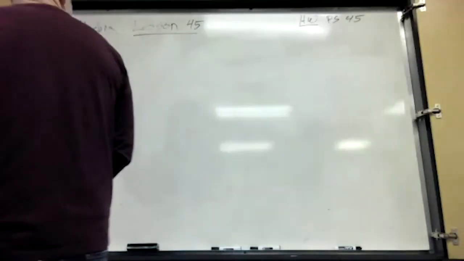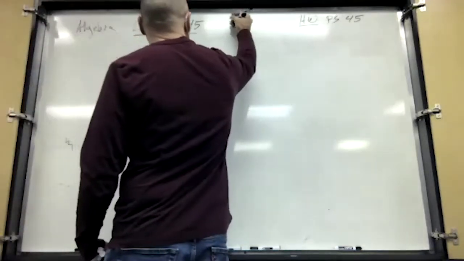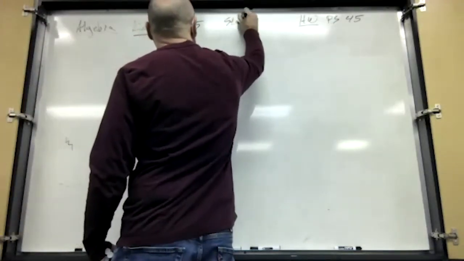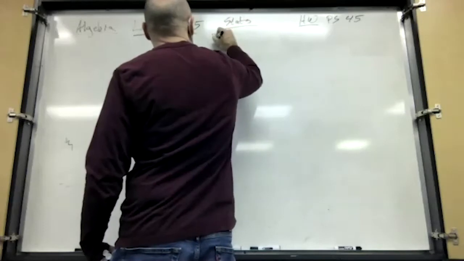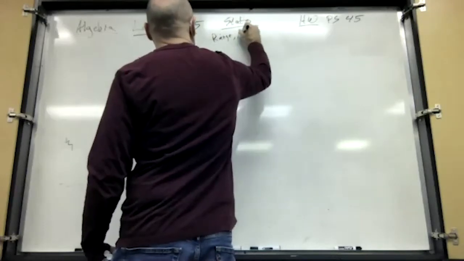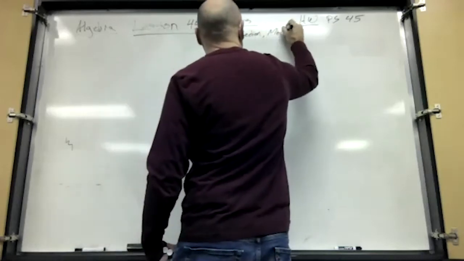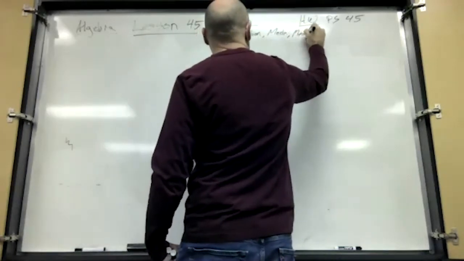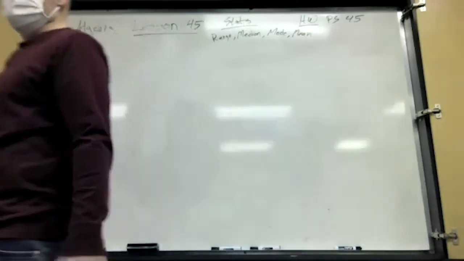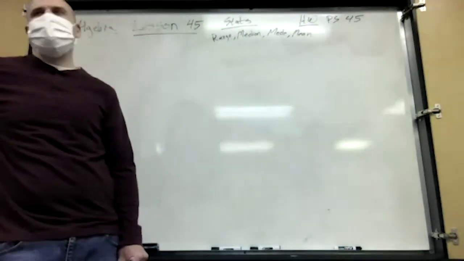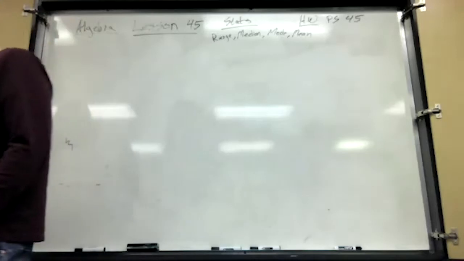Okay, so we're going to talk about statistics. So this is range, median, mode, and then the meanest thing I can ask you to do is find the mean, because it takes the most work. You add them all up and divide by the number of numbers, right?